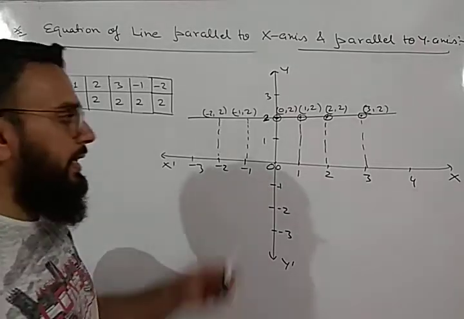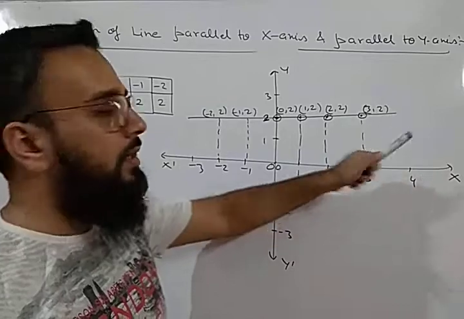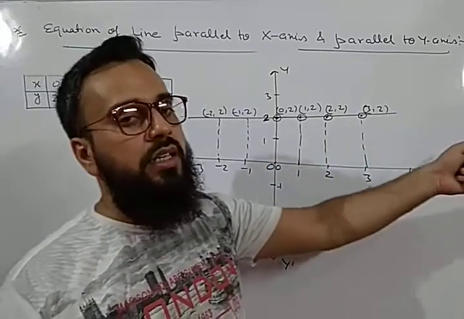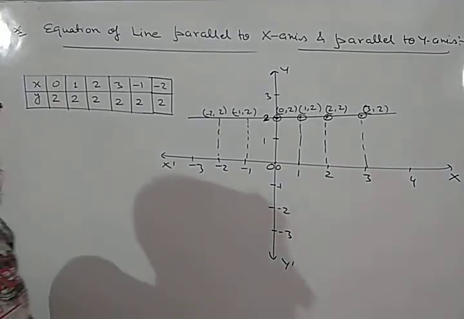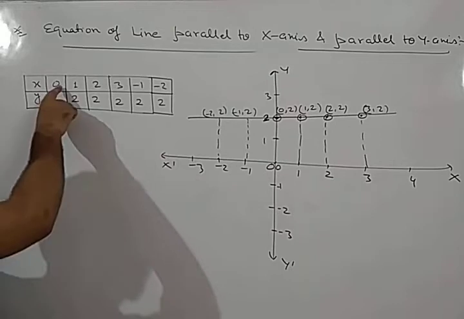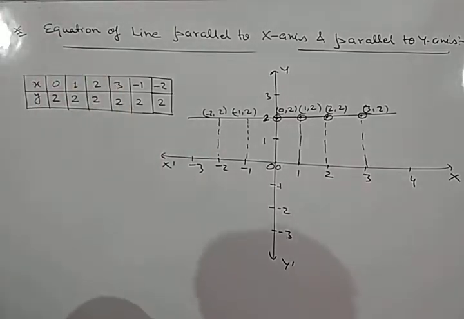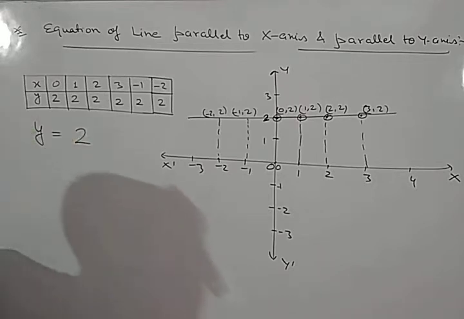It means we can say that on this complete line, the value of the x coordinate is continuously changing, but the value of the y coordinate is constant. So what does it mean? It means we are changing the values of x, but y doesn't change. It means y is always constant, y is equal to 2.